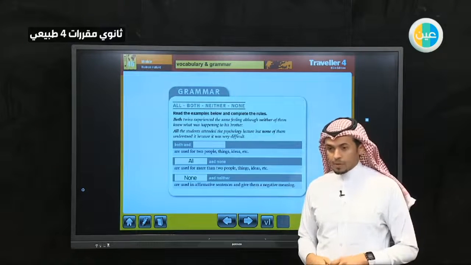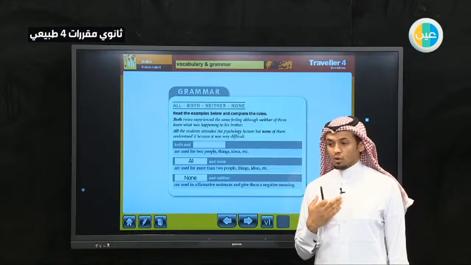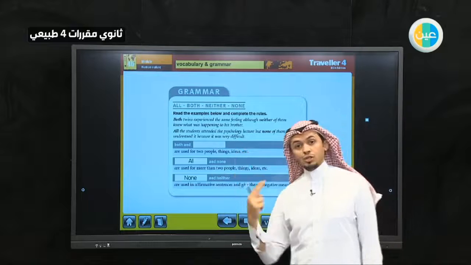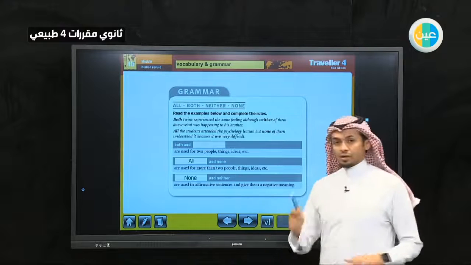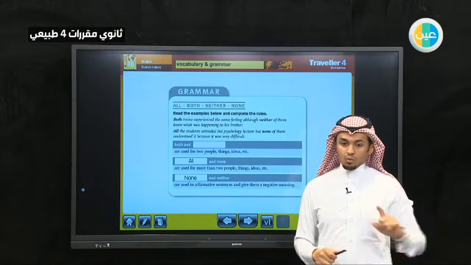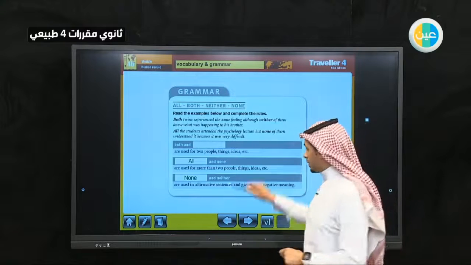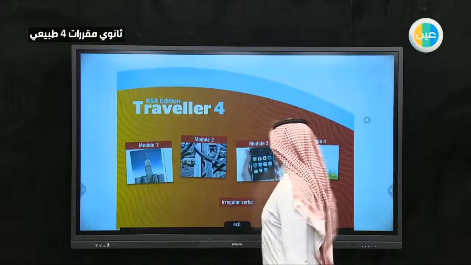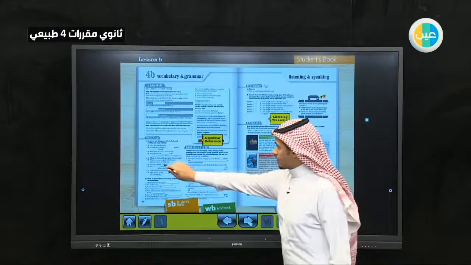For example, both of my brothers are students. So all my brothers, the two of them, are students. They go to school or university. But when I say neither of my sisters is a student, no one of my sisters is a student. So we use only none and neither to give a negative meaning. So let's see the exercise here. Let's practice.